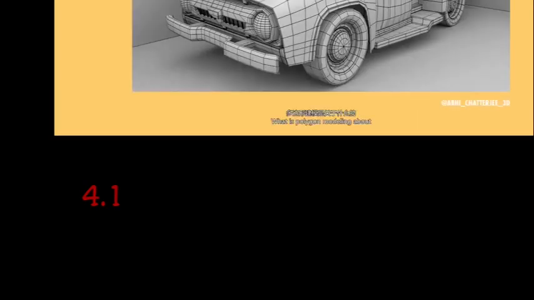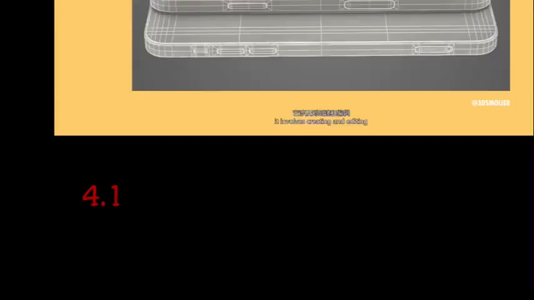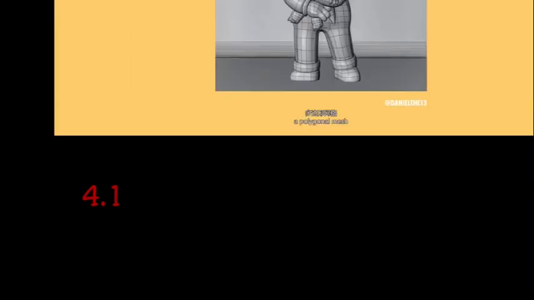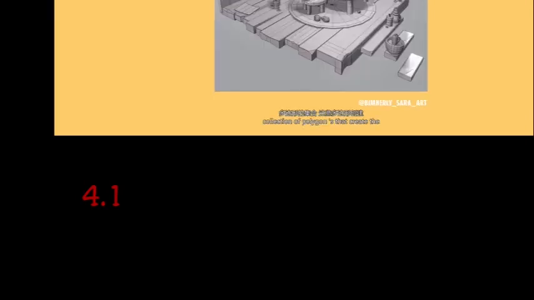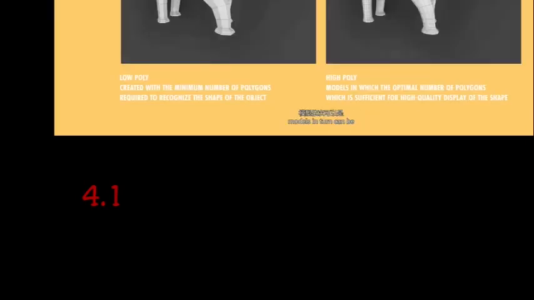What is polygon modeling about? It involves creating and editing a polygonal mesh. A mesh, or geometry, is a collection of polygons that create the shape of a model. Models, in turn, can be divided by the number of polygons, low poly and high poly. The difference is determined by the number of polygons used to create the model.